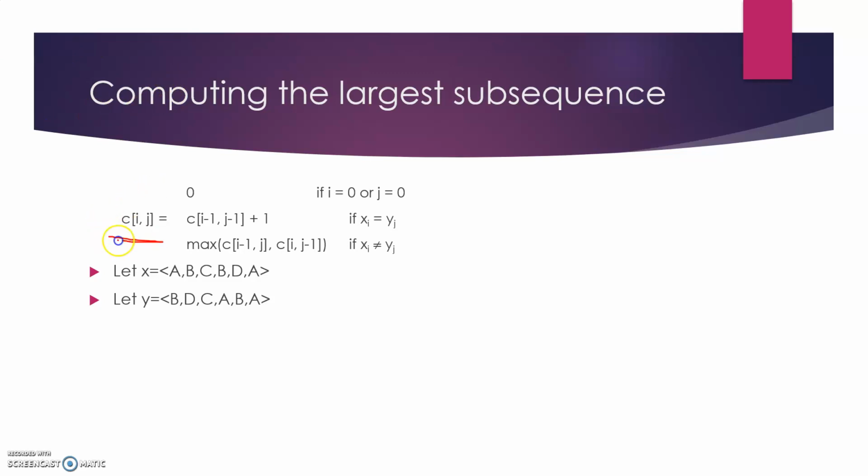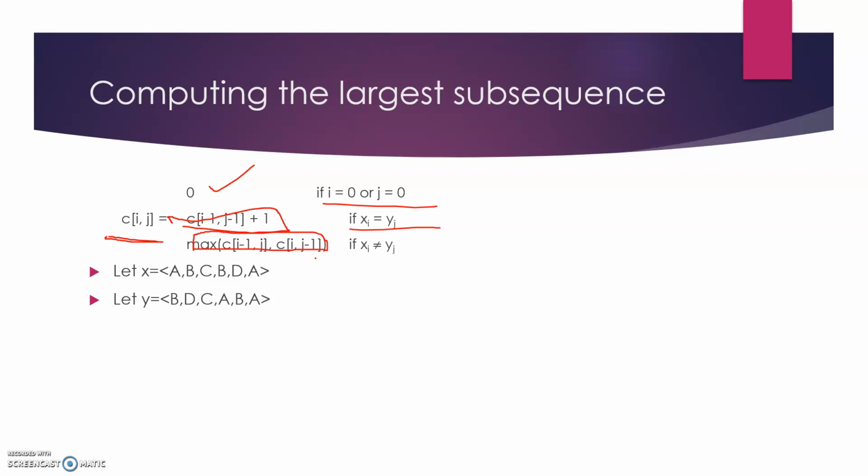Here we have c of i comma j is 0 if i is equal to 0 and j is equal to 0, and it is c of i minus 1, j minus 1 plus 1, that is the diagonal element plus 1, if xi is equal to yj. Otherwise, if it is not equal, we are going to consider the maximum of c of i minus 1 comma j or c of i comma j minus 1.